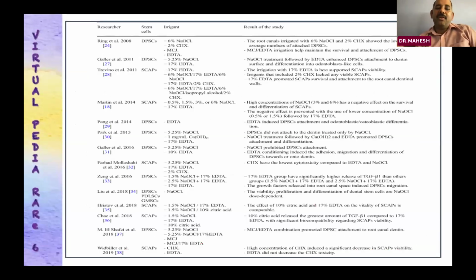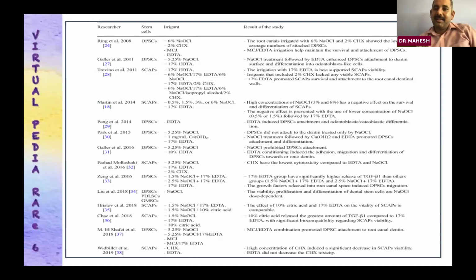So these are the follow-up cases which have been published, which show the effect of the irrigation solution on the stem cells. If you're using a higher concentration of irrigation, say more than 1.5% sodium hypochlorite, what is the effect of that particular solution on the stem cells? A higher concentration of sodium hypochlorite or chlorhexidine has a negative effect on the dental pulp stem cells. So it is always better that you use a solution with a minimum concentration.